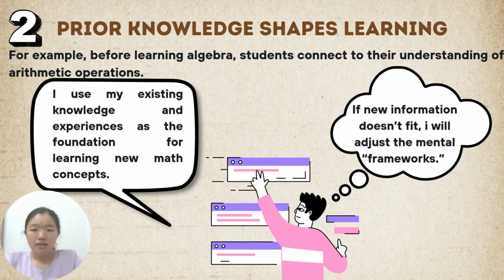The second one is that prior knowledge shapes learning. Students use their existing knowledge and experiences as the foundation for learning new math concepts. In this process, if the new information doesn't fit the old one, the student will have to adjust their mental frameworks, which is the schema. For example, before learning algebra, the students connect to their understanding of arithmetic operations.